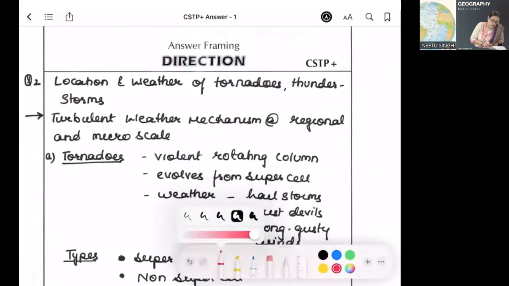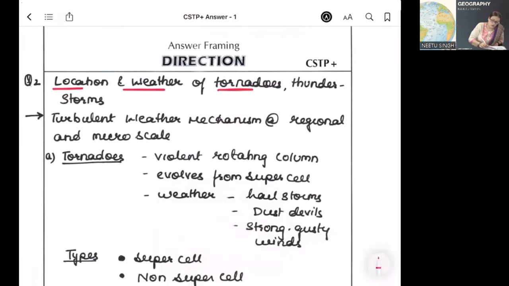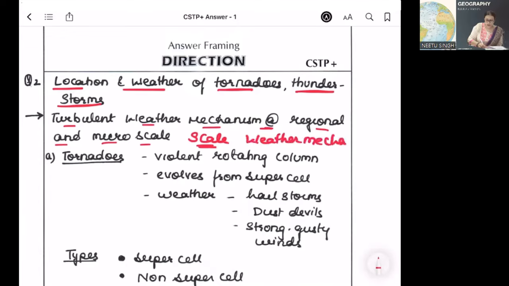I scroll further. Location and weather of tornado thunderstorms. A typical question from climatology. See the answer frame: the turbulent weather mechanism at regional and micro scale. You have to understand the scale with which we identify the weather mechanism. And this comes very handy when you try to apply our approach of covering climatology. And I can certainly claim it is not covered this way in any other center.